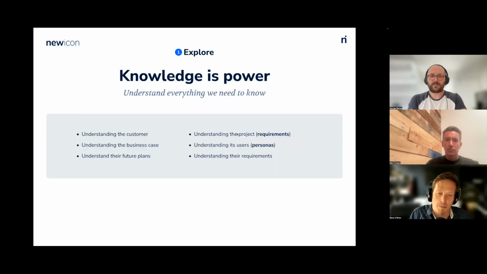So knowledge is power. We want to understand the customer. We want to understand the business case. We want to understand the future plans, which is quite important, even if that's not what we're going to build straight away. We need to understand those future plans, understand the project, and requirements, in brackets here, because requirements are always dangerous because they're often wrong, especially given requirements. That's always risky. Understanding users and personas, and particularly what the context and the desire of all the users are in the system, and understanding their requirements.